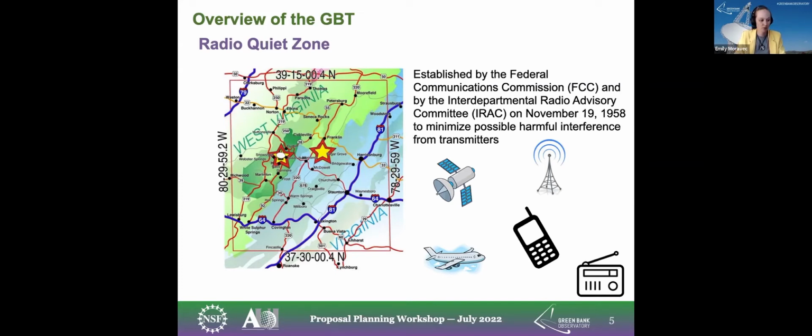So there is this 1,300 square mile protected area around GBO and also Sugar Grove to protect our receivers from a lot of radio frequency interference. That's what we call it, RFI, that interferes with scientific observations. So yeah, we really try to mitigate the RFI that is in the GBT data.